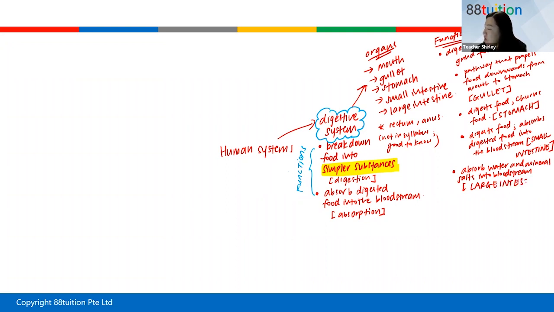Okay, so I think that's all that you need to know about your digestive system. The digestive system is part of the human systems. So in this case, I think it's really important to know the functions and the organs as well. Okay, we're going to move on to another body system.